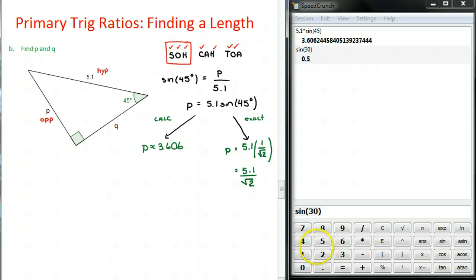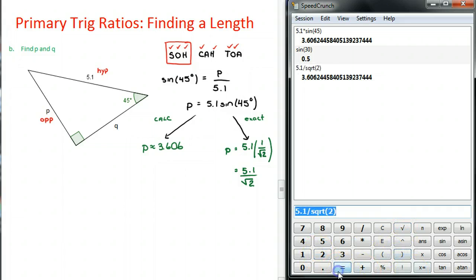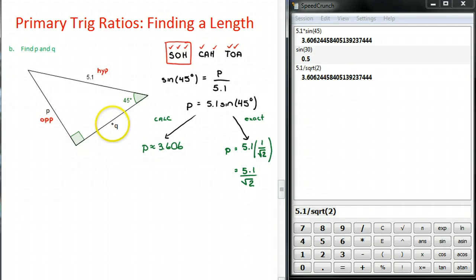And let's just check to see if I get the same value. 5.1 divided by root 2. And notice I get the same value. So at our point right now, we want to be able to be sure we can do this with a calculator. But for those of you that know the exact value of sine of 45, that's another way to do it. Okay, so now let's solve for Q.